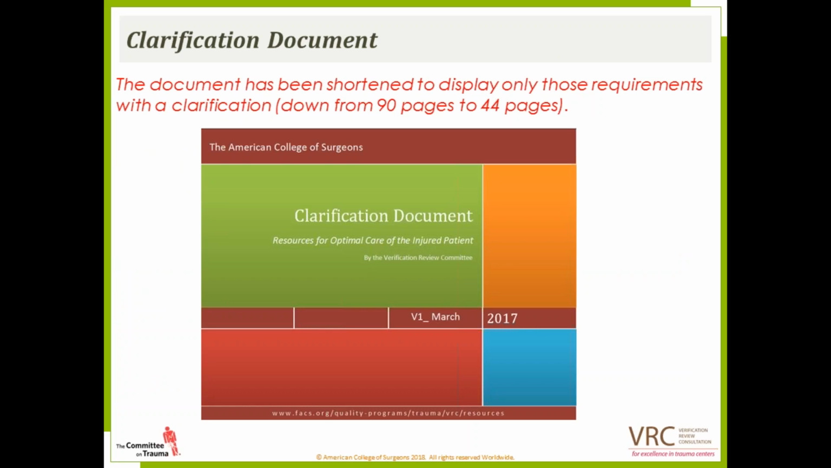Another question that has come up recently is that our clarification document used to be about 88, 90 pages long. We have now revised that to 44 pages long. The reason is that we deleted some of the standards that didn't really have any clarification. They were in the document, but they had a blank spot. So we removed those, and we're only going to house this document with those standards that have a clarification. So that is a recent change.